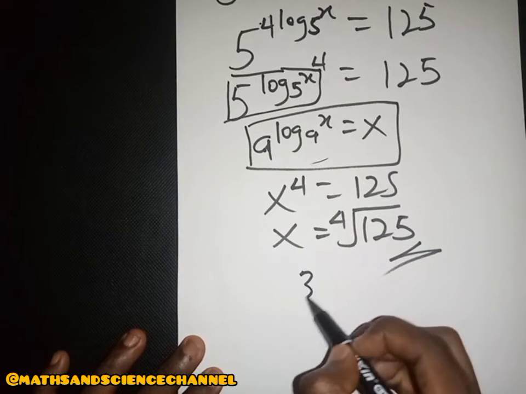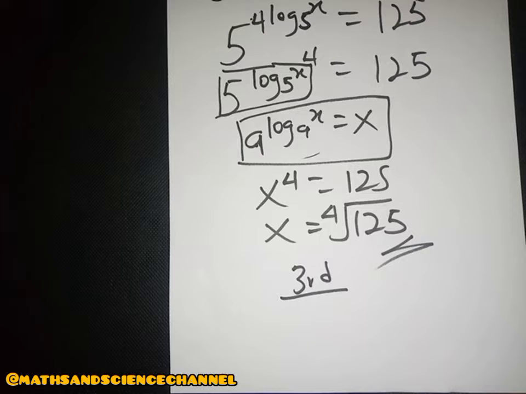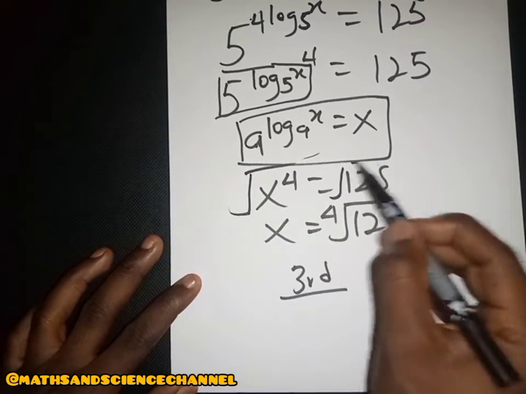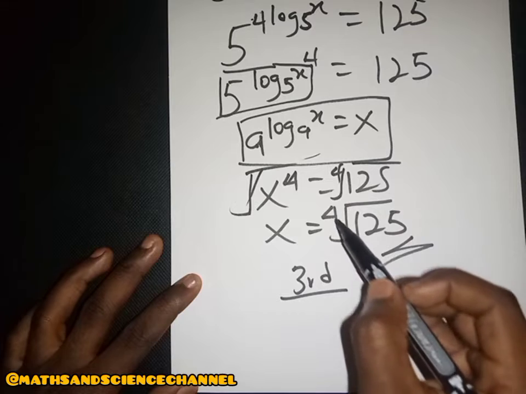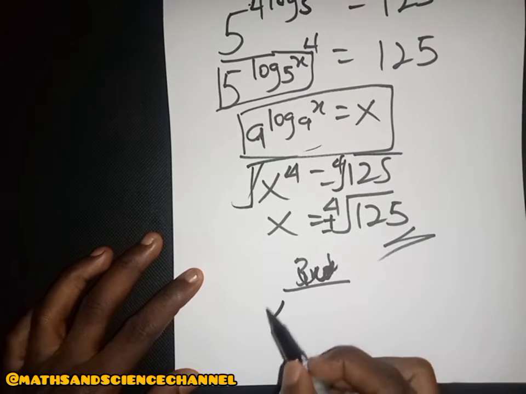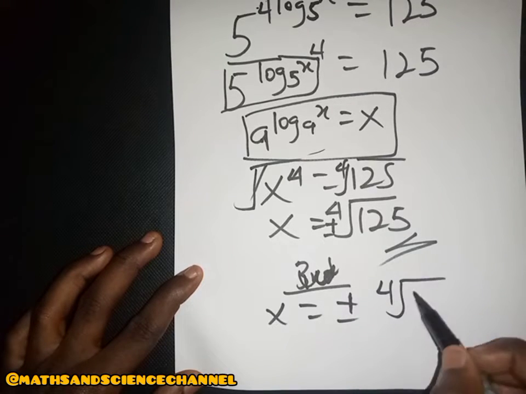Now let's look at the third way of doing this. What we did here was to just apply the fourth root on both sides, right? But then remember, we are just going to get plus or minus, right? So x is going to be plus or minus the fourth root of 125 in this case.